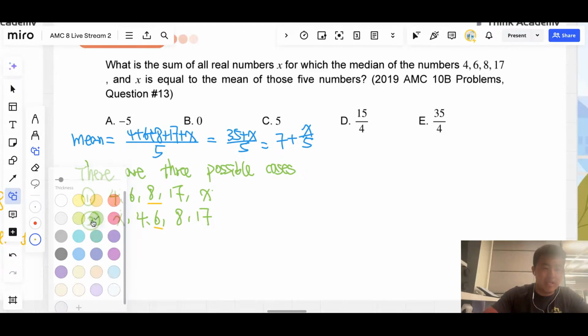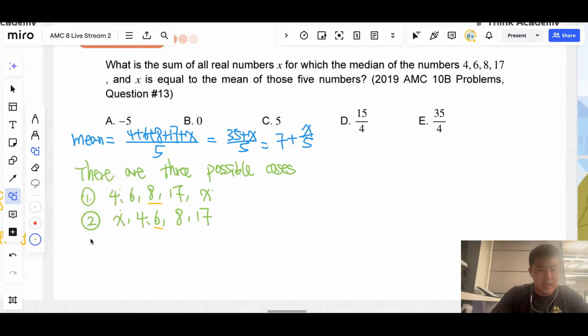Now we have one last possible case. That's our third case, which is 4, 6, x, 8, and 17. In this case, x is in between 6 and 8, so it gives x to be the median. So x.